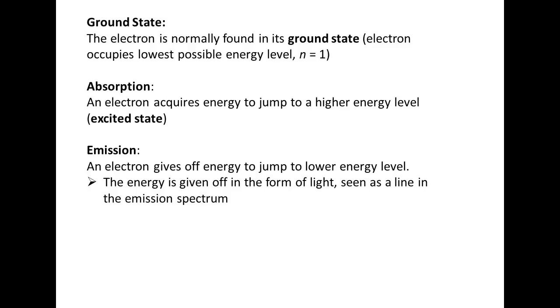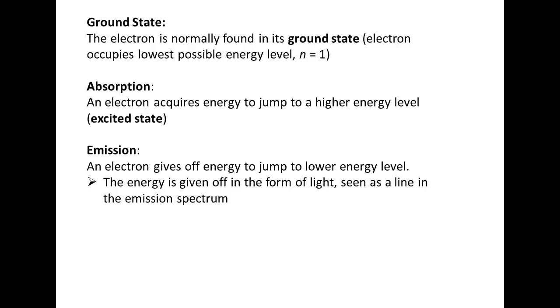Absorption happens when that electron acquires energy, usually from electricity, and it's able to jump to a higher energy level called an excited state. Much like when we have an energy bar, we get a higher energy level. Electrons also, when they get energy, jump up to a higher energy level called that excited state.